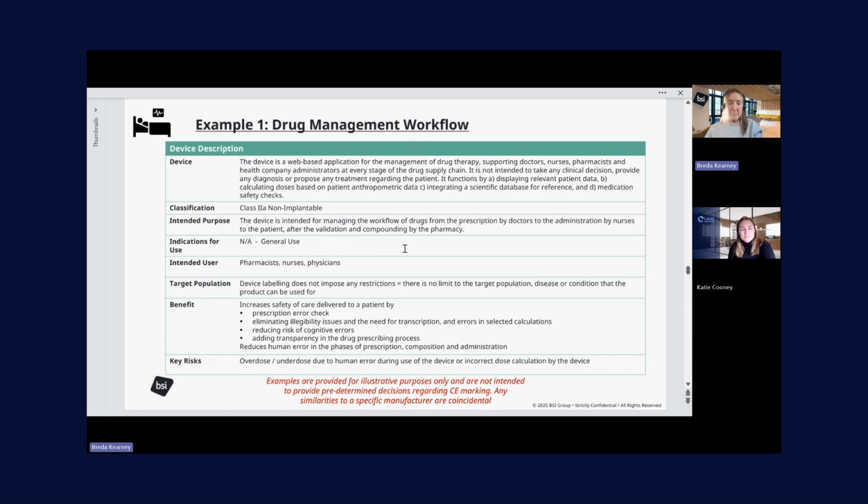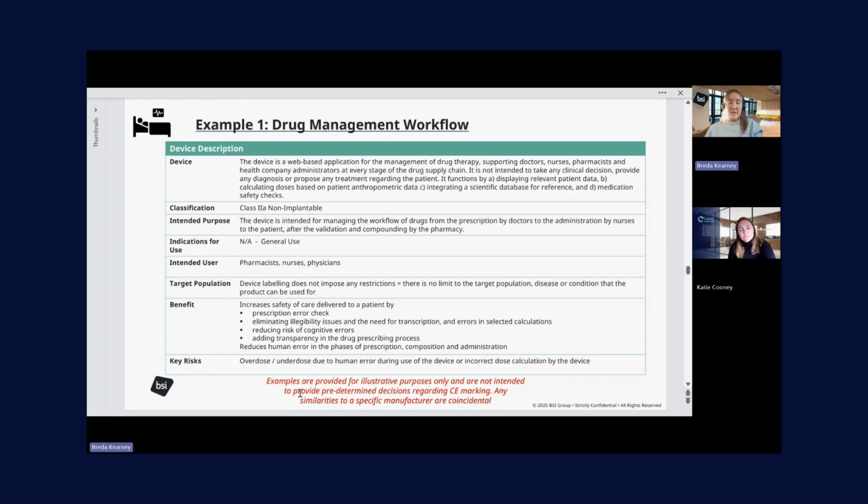It's a Class 2A. The intended purpose is that it manages the workflow of drugs from the prescription by the doctor to administration by the nurses to the patient. There's no indications. You can use it to do prescriptions for any type of medical condition. The benefits are that you get a reduction in prescription errors. It eliminates eligibility issues and the need for transcription, reduces risks of cognitive errors, reduces human error in the phases of prescription, composition, and administration.